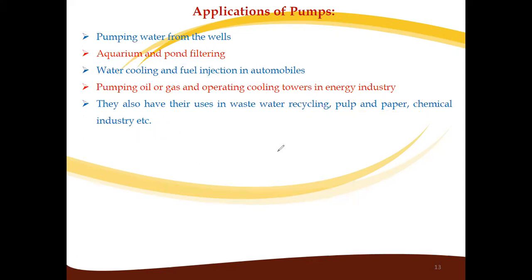So this is all about the energy conversion device, that is the pump. In this video we have seen what is meant by a pump, what the different types of pumps are, and what the construction and working of centrifugal pumps and reciprocating pumps are.